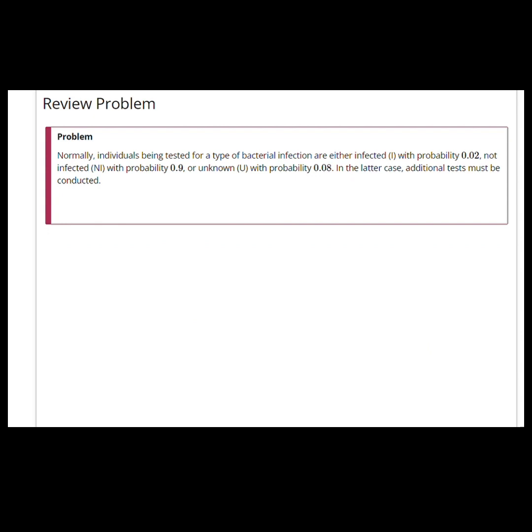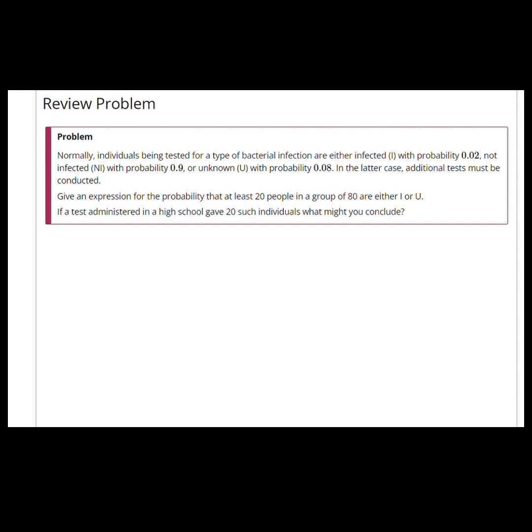Here's a review problem. Individuals are being tested for a type of bacterial infection. They're either infected, let's call that I, with a certain probability, 0.02, or not infected, that's NI, with probability 0.9. Otherwise, the test is indeterminate, so their status is unknown, let's call that U. That has probability 0.08, and in this case, additional tests have to be conducted. We'd like an expression for the probability that at least 20 people in a group of 80 are either I for infected or U for unknown. If a test administered in a high school gave 20 individuals like that, what might you conclude?